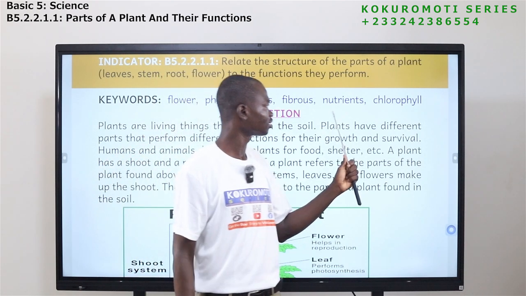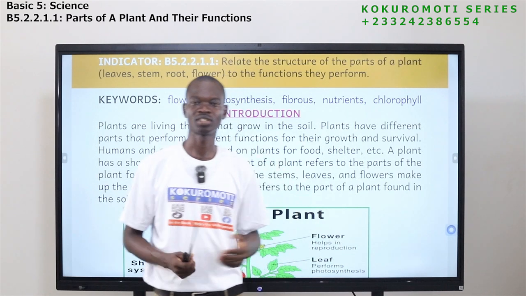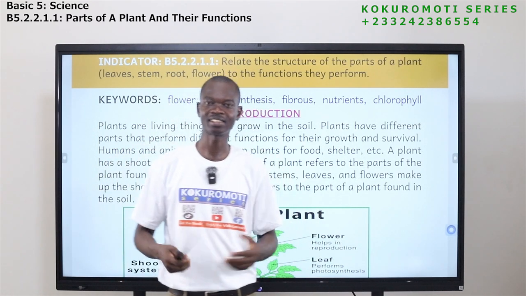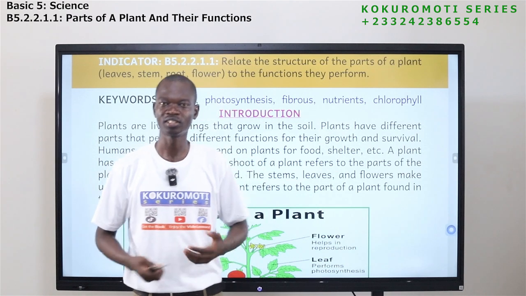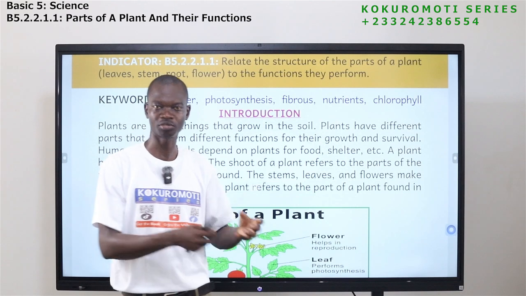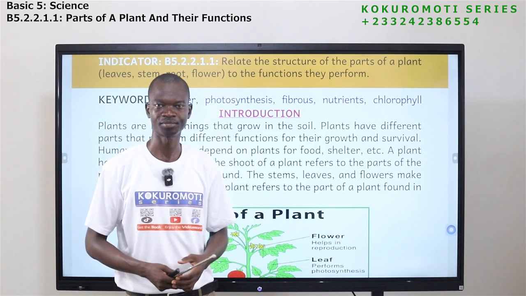The next one is nutrients. Nutrients are the things that the body needs to grow. Human beings, we eat to get nutrients. Animals also get nutrients from the food they eat. Plants also get nutrients from the soil.